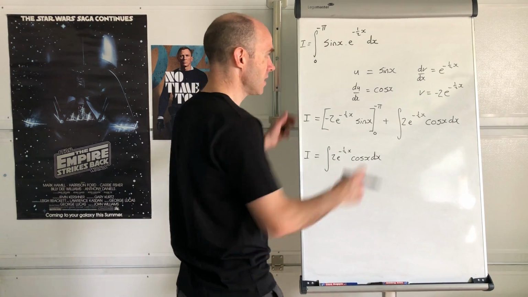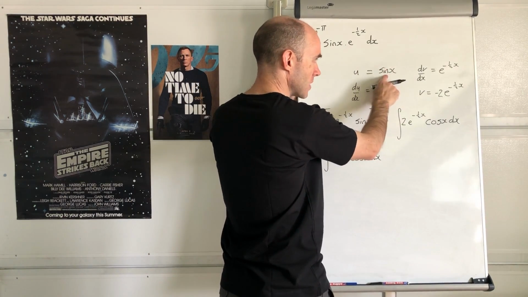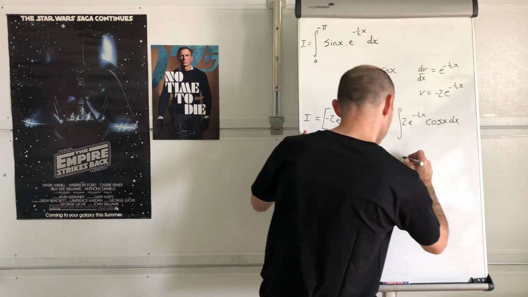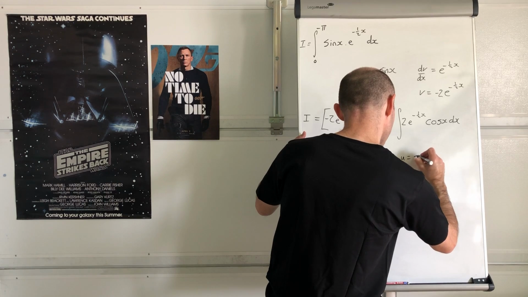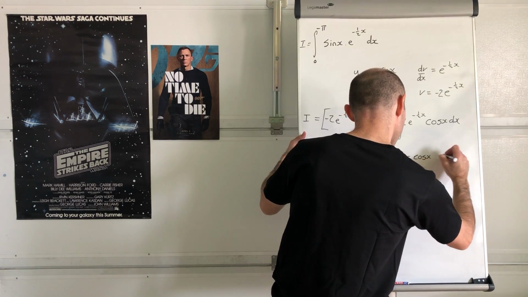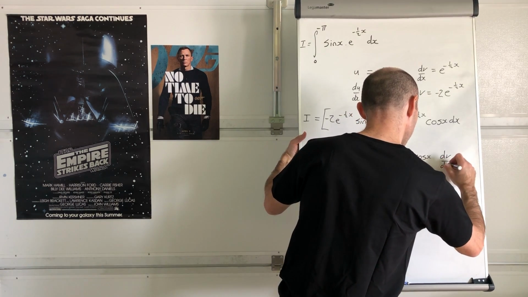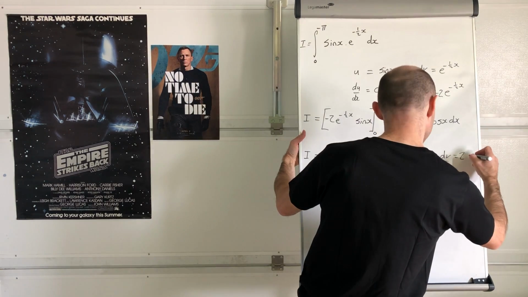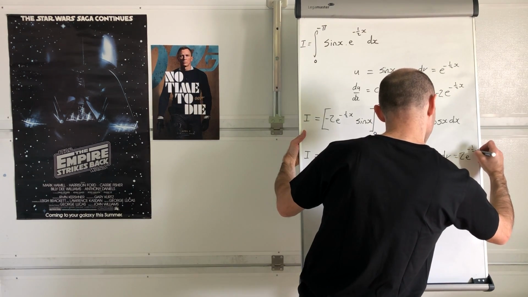What I mean by that is, originally I put u as the trigonometric term. So in this case, put u as the trigonometric term again. So u equals cos x, and dv dx is going to be that term there. So 2, yeah, I can squeeze in e to the negative 1/2 x.